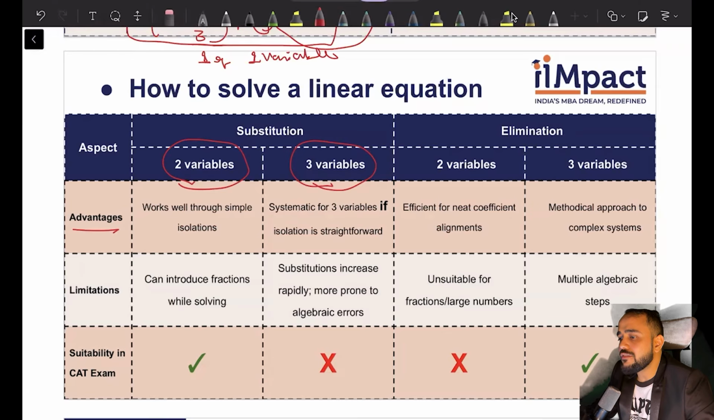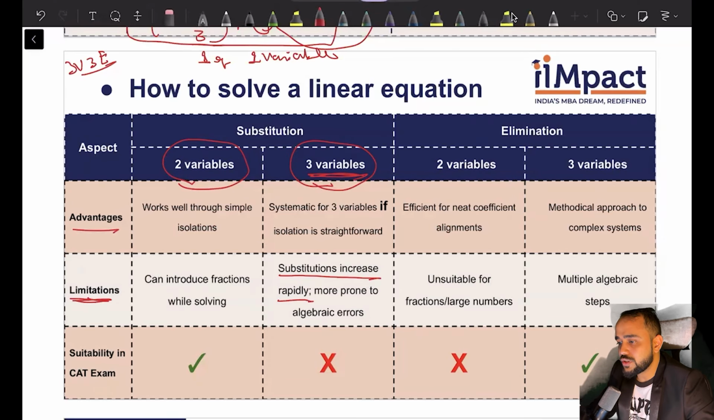Would substitution be a very good idea for a three variable situation where you have three variables and you have three equations? So you will take the first variable from the first equation, you will put it in the second equation, which will give you the second equation in terms of the remaining two variables. Now you have the second equation, modified one, and the third as it is equation that you had. So you converted a three variable, three equation system into a two variable and two equation system, and then you will probably continue doing this until you get your answer. So the limitation is that in a three variable situation, substitutions will increase rapidly.